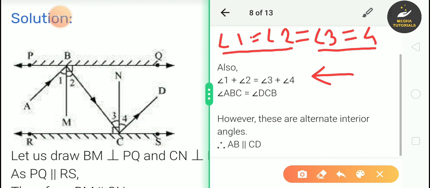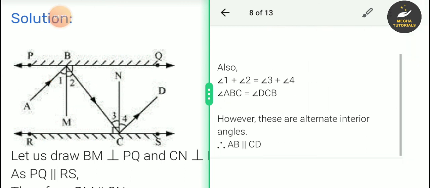Now check in the diagram, angle 1 plus 2 is nothing but angle ABC. And angle 3 plus 4 is nothing but angle BCD or angle DCB. Now angle ABC and angle DCB are forming alternate interior angles. Therefore we can say that line AB is parallel with line CD. Hence proved. So we are done with exercise 6.2.